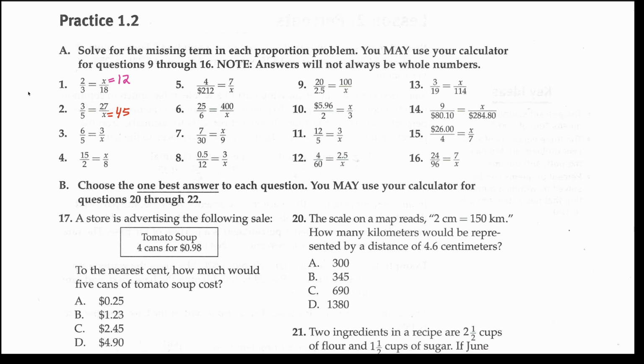Number 3. The two givens are 3 and 15. So let's do that on the left hand side. 5 times 3 is 15. Now divide 15 by 6. That's the same as 6 goes into 15.